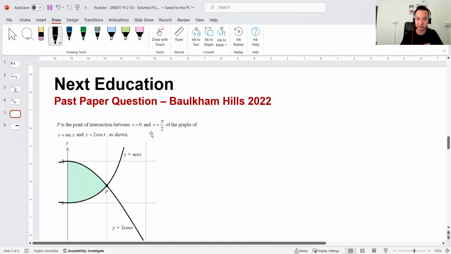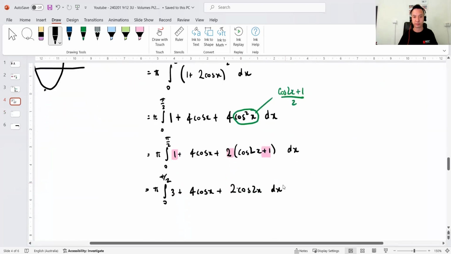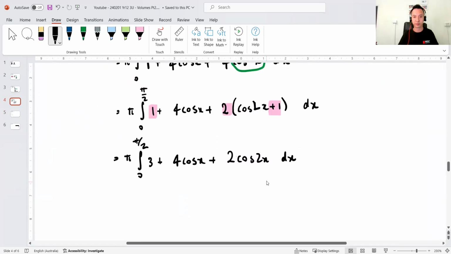How much space do I have? Not that much. Yeah, that's fine. Yeah, let's gun it.